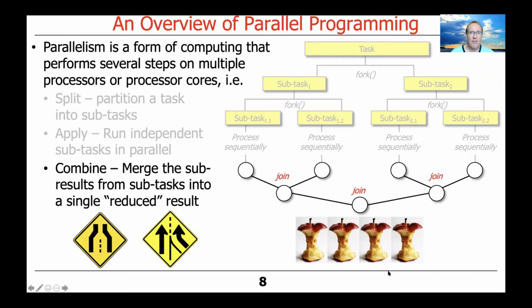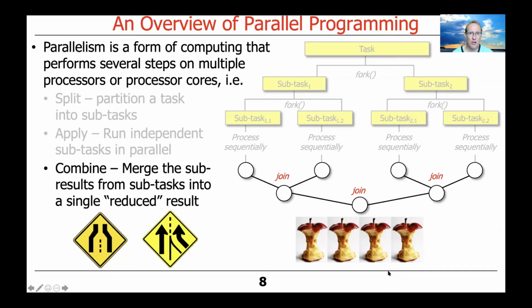The third and final phase in the split, apply, combine paradigm is the combine phase. And that involves merging the sub-results from all the subtasks that all just ran in parallel into a single so-called reduced result. And this is typically done under the hood by something called joining. So we do forking to partition or to split, and then we go ahead and we do joining to merge or combine the sub-results from subtasks into a single reduced result. And that's essentially the model of parallel computing that we're going to be talking about.